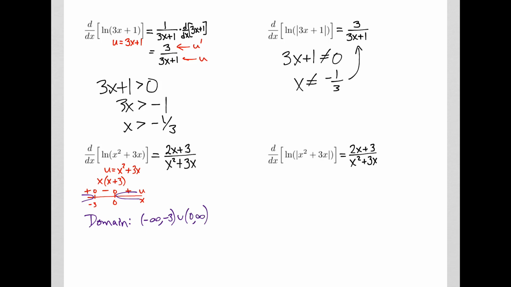If I have the absolute value, then this spot where x squared plus 3x is negative is also included. So for this second problem where the absolute value is there, my domain is everything except negative 3 and 0. So we get this extra interval in the middle. But the cool thing is the derivative formula is the same. The absolute value allows me to get a bigger domain.